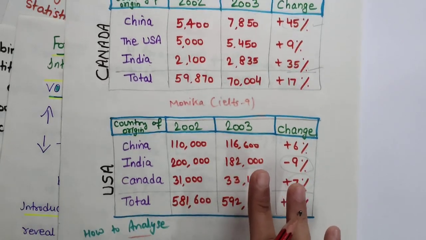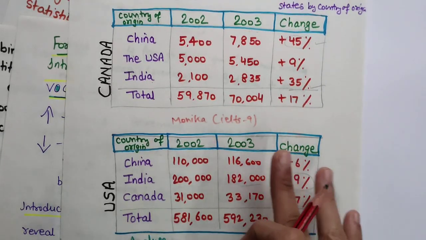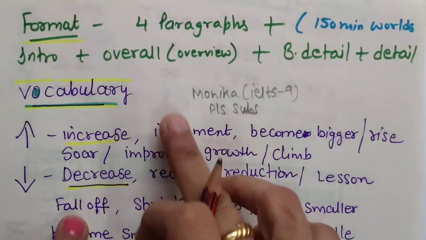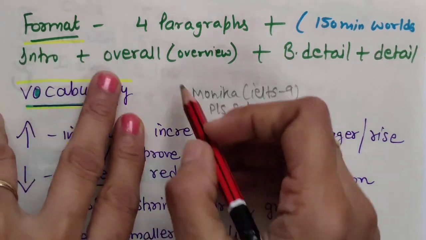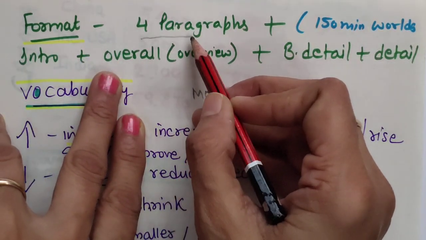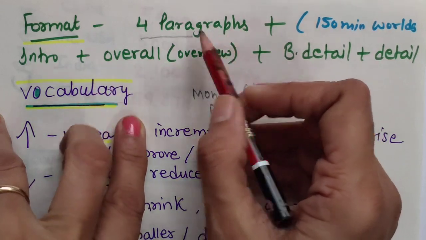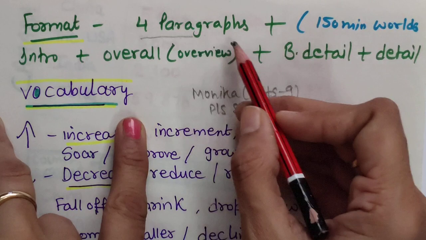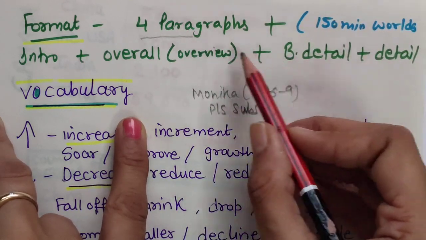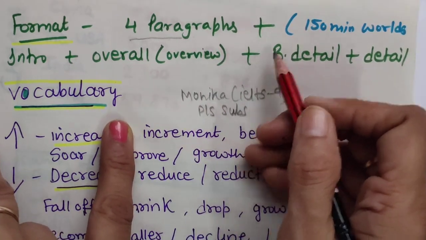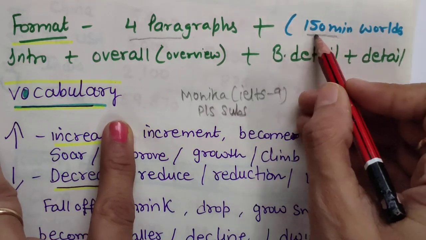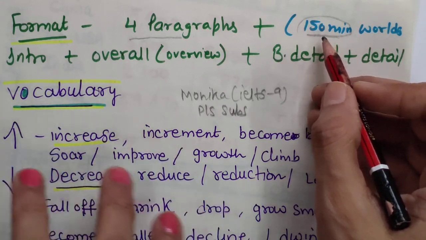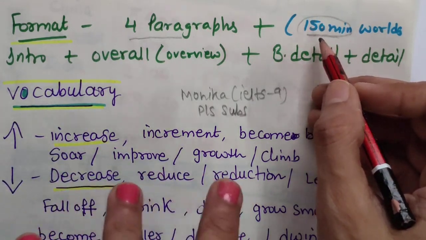Now we have analyzed the tables. You read it and do it also. Now I will be explaining the vocabulary for this. First, let me tell you the format. For bar graph, table chart, pie charts, and any task 1, we can make 4 paragraphs. It is important to do paragraphing in report writing and essay also. Of course you have to write a minimum of 150 words, but don't worry about the words. Explain everything in detail and clearly.